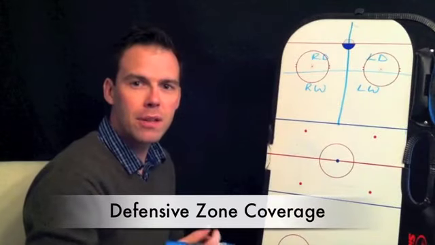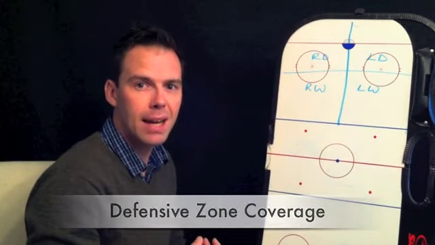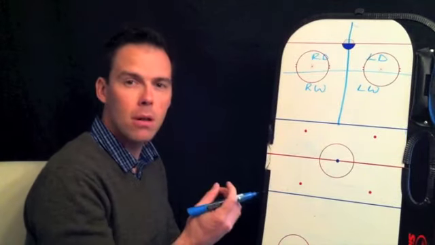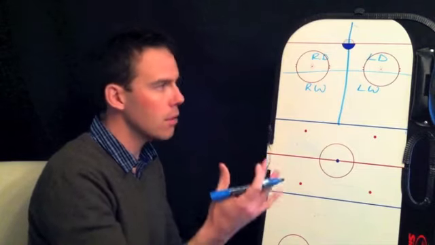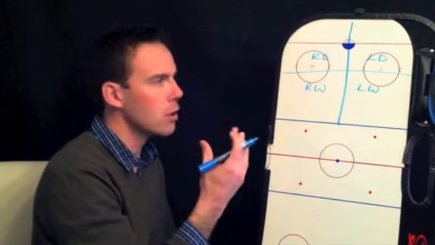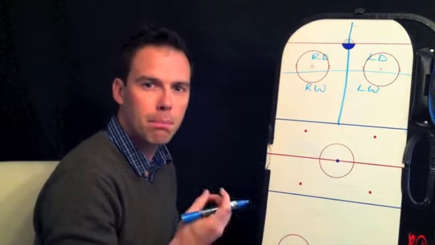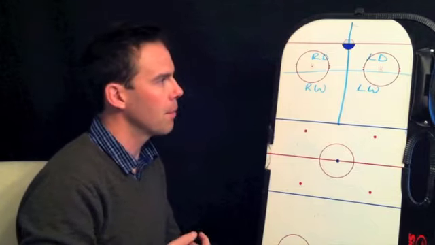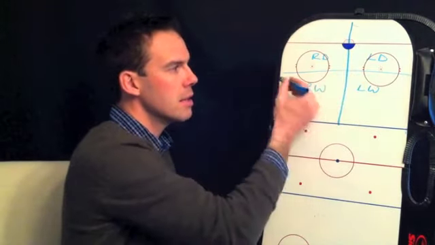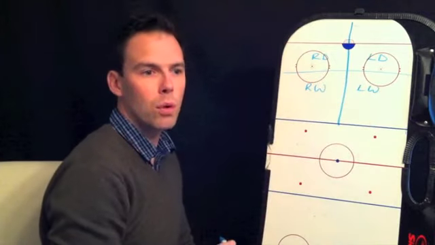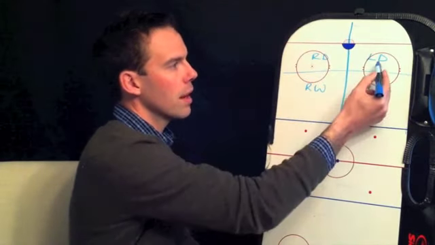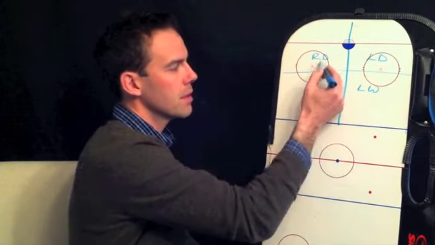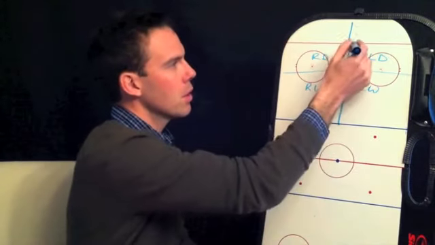A lot of videos in this module about defensive tactics will go into smaller details, where to cover, how close to cover. We want to go over some very basic principles of defensive zone coverage here in this video. As you can see, I've divided the defensive zone into 4 quadrants. We have a left defense, we have a right defense, right wing, and left wing. You'll notice I've missed out the goalie.